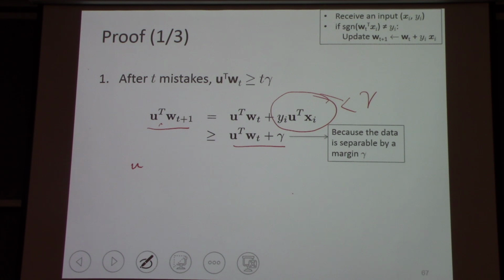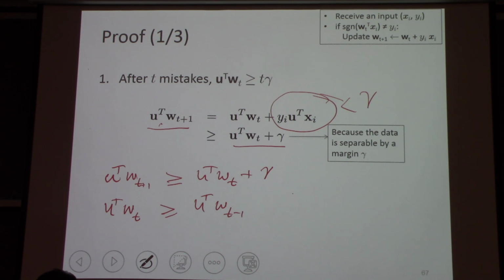So you know that U transpose W(t+1) is greater than U transpose Wt plus gamma. We know this. But it's true for all t, so we know that U transpose Wt is greater than U transpose W(t-1) plus gamma, and so on. We know that U transpose W1 is greater than U transpose W0 plus gamma. But we know that W0 equals 0, so that goes away.